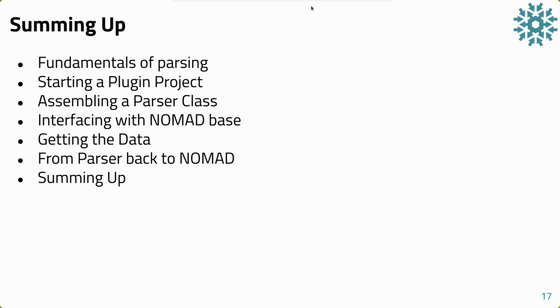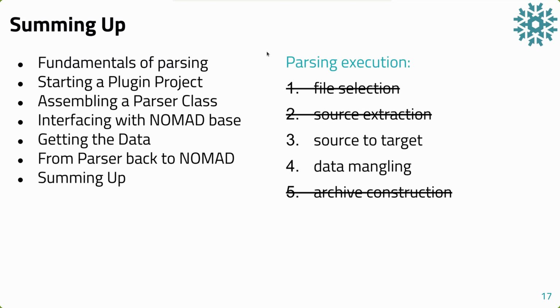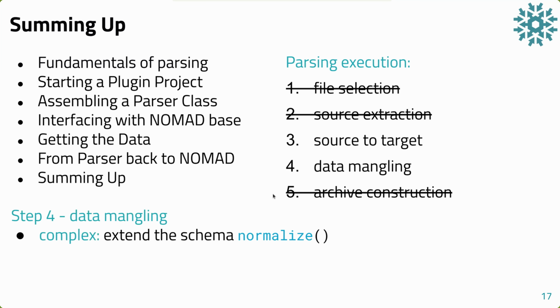So I've traversed through this entire section similar to what we had in the documents, just referring in the end back to this section, self-referentiality. And we've covered a couple of these parsing execution steps. But there's still these two open, step 3 and step 4. So regarding data mangling, I can be very brief. You've already seen how to normalize in the previous presentation.